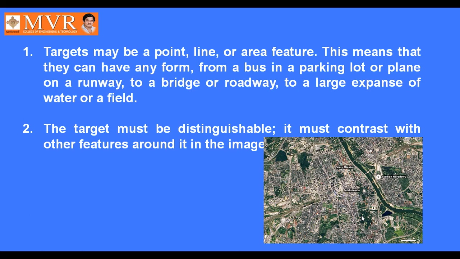First point: targets may be point, line or area features. This means that they can have any form, from a bus in a parking lot or a plane on a runway, to a bridge or roadway, to a large expanse of water or a field.